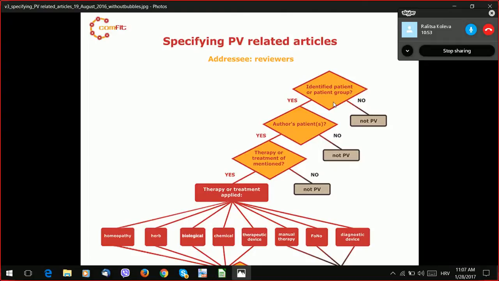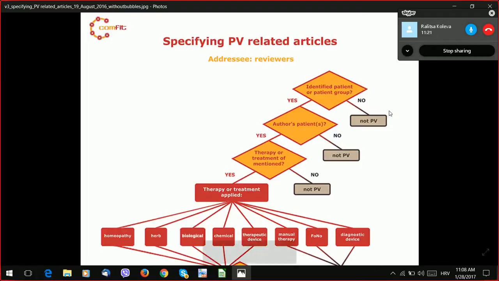And the identifiable patient usually appears as KJ, 50 years old, female patient, so they are most commonly identified by their monograms, by their sex or their age. So what is important here is that the article should have a piece of information or data about the patient that makes the patient identifiable if you get in contact with the doctor who treated the patient. And as for the group of patients, it is identified by the number of patients. For example, a group of 100 patients participated in a study. And if there is no identified patient or identified patient group in an article, then the article is not PV related and you cross it out from reviewing.